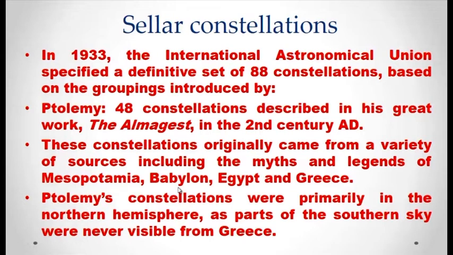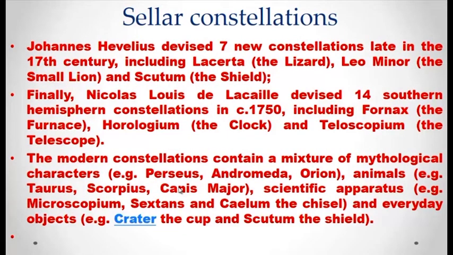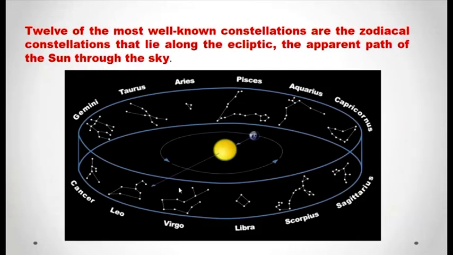These constellations originally came from a variety of sources, including the myths and legends of Mesopotamia, Babylon, Egypt and Greece. Like that, different cultures kept adding different constellations. But according to the International Astronomical Union, there are only 88 approved constellations. The modern constellations contain a mixture of mythological characters like Perseus, Andromeda, Orion, and animals.